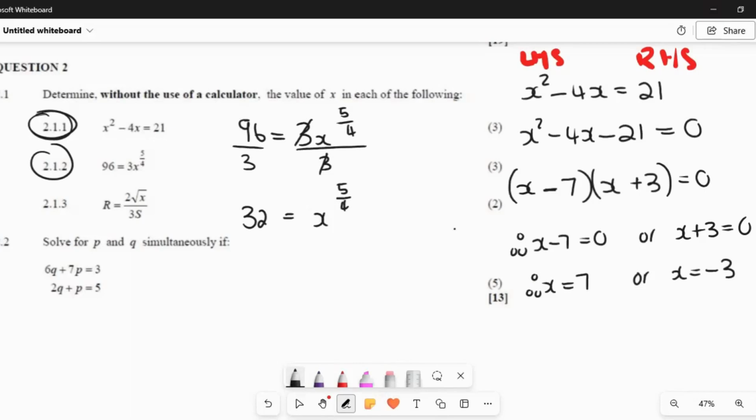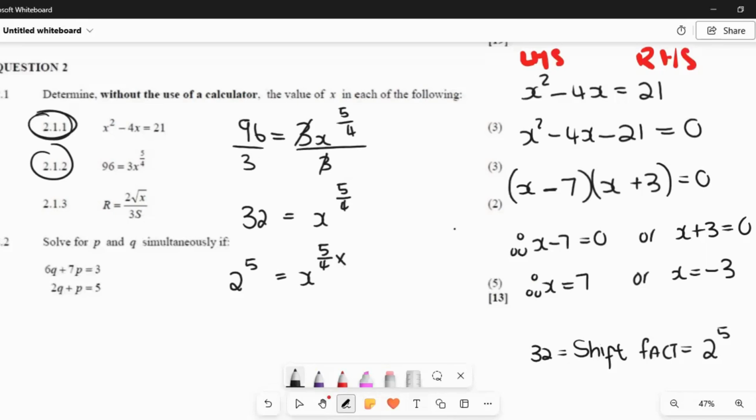To make things easy, let us write 32 as a power. On the calculator, type 32, press equal, then shift, then the fact button. When you press that, you will see that 32 gives you 2 with an exponent of 5. So instead of 32, I'm going to write 2 with an exponent of 5 is equal to x with an exponent of 5/4.